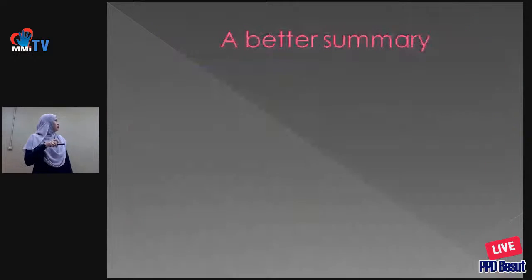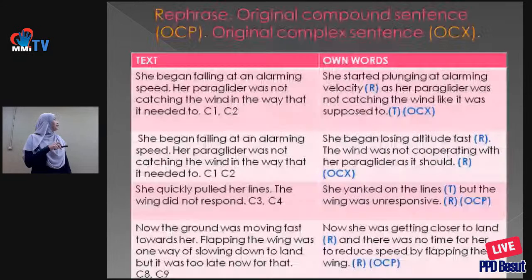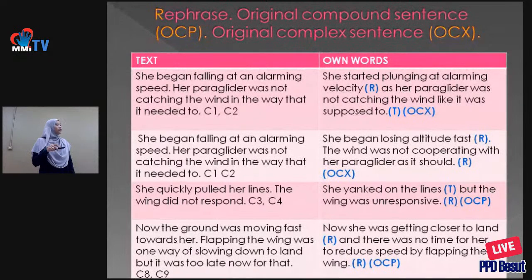Okay, now, sorry. She began falling at an alarming speed. Her paraglider was not catching the wind in the way that it needed to. Still, content 1 and 2. She began losing altitude fast. Okay, dia jatuh lah maksud sini kan. Okay, ni rephrase, dia titik. The wind was not cooperating with her paraglider as it should. Okay, ditukar sikit je. This one dia cakap catching the wind the way that it needed to. This one dia cakap as it should. So dah jadi OCX sebab ada S tu. Okay, so the second sentence for the content 2 ni dah jadi dia punya original complex sentence.